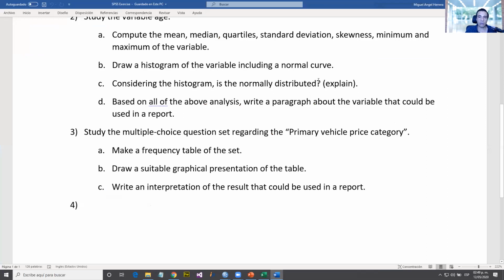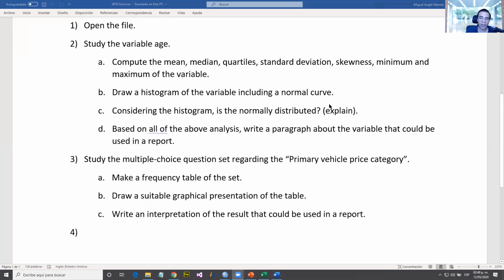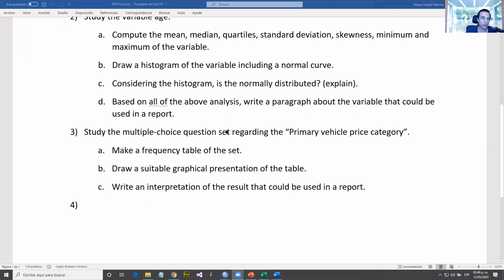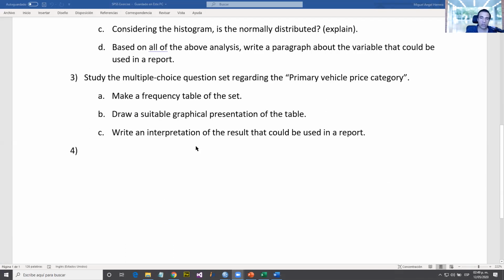Compute all of them, draw that histogram and how it is distributed, and write the analysis. Perfect, okay. Now, study the multiple choice question set regarding primary vehicle price category. Do it. In the meanwhile, I am going to upload this file because I don't have number 4. Something happened. Okay, there you go. Start with that exercise, please.